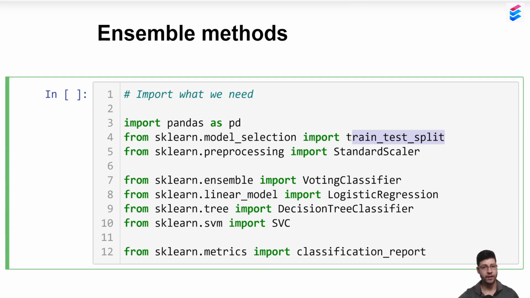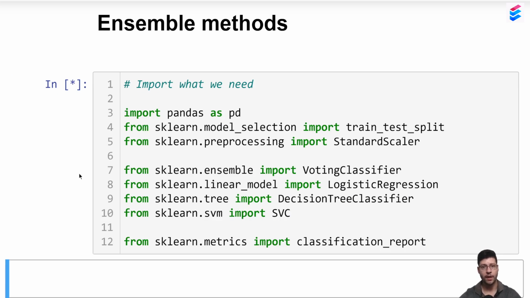I will prepare my data, or to be more precise, I'm going to scale it using the standard scaler from scikit-learn. Then I'm going to create a voting ensemble, which will consist of a logistic regression model, a decision tree model, and a support vector machine model. I will train that ensemble, and finally, I will evaluate the performance of that ensemble by creating a classification report. Here at the beginning, I'm importing everything I plan on using in this particular example.